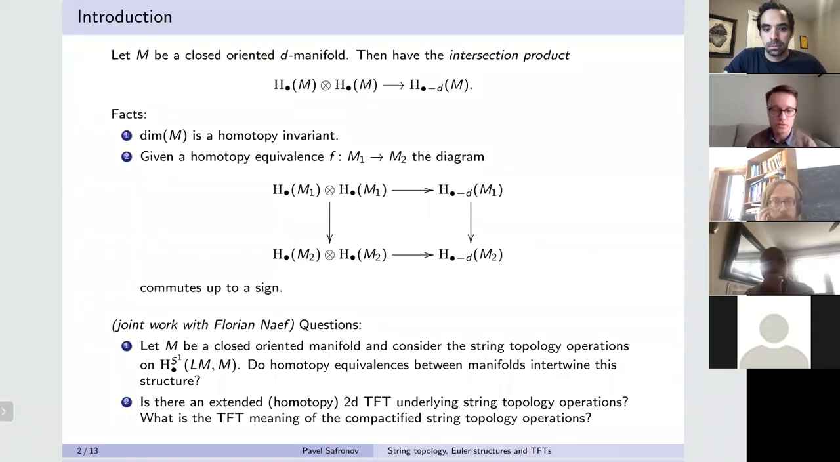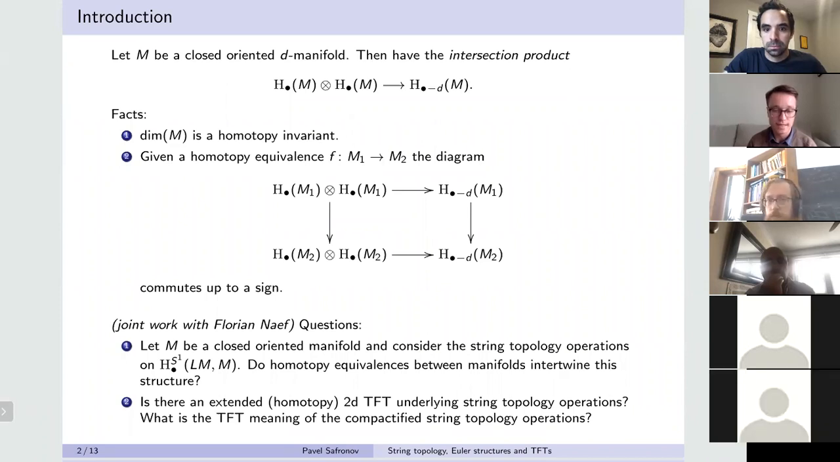And the second question is, can you construct an extended, possibly up to homotopy, two-dimensional TFT, which has these string topology operations? We'll also discuss those. There will be compactified string topology operations, and what's the TFT meaning of those? Okay, so these are the motivating questions for today.